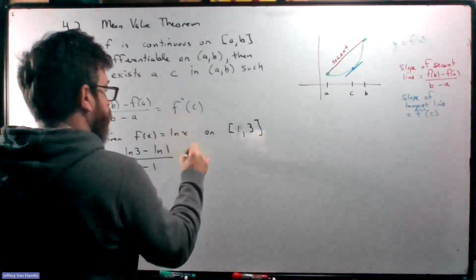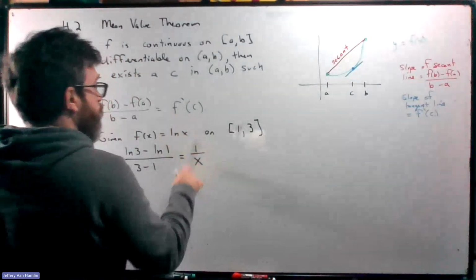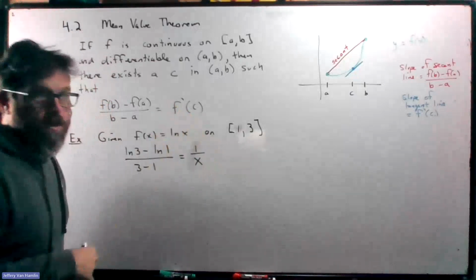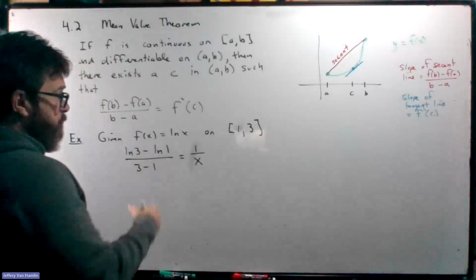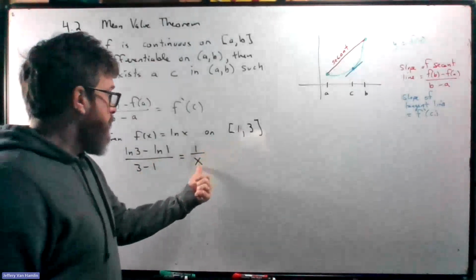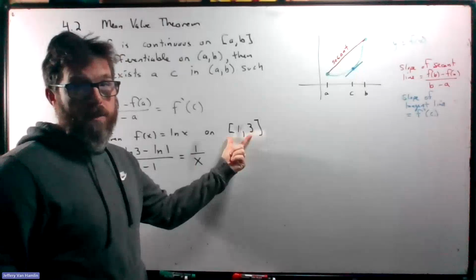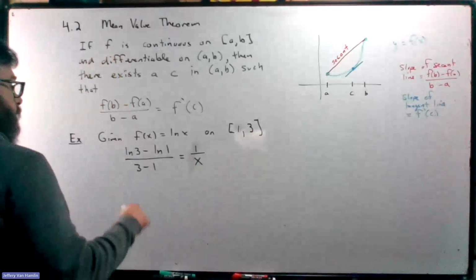The derivative of this function is 1 over x. If you want f prime of c, you can say 1 over c and solve for c as well, but I'm going to leave it as 1 over x. Now I'm going to solve this for x, and verify that the x value is contained in the closed interval from 1 to 3.